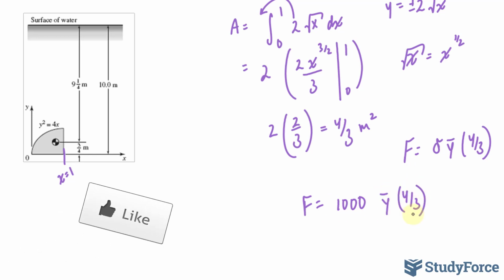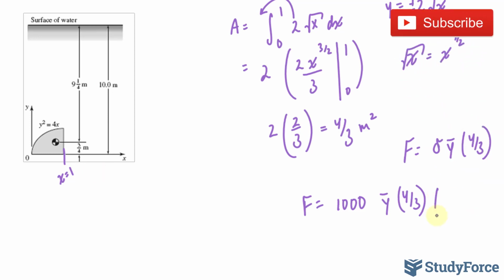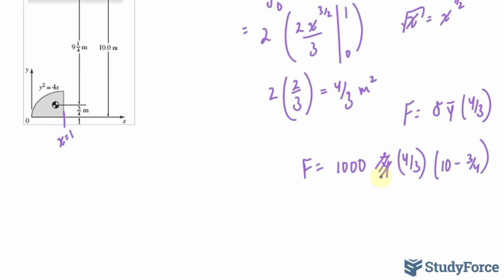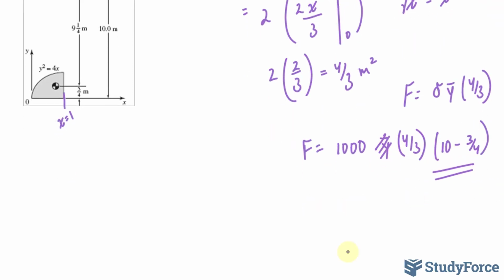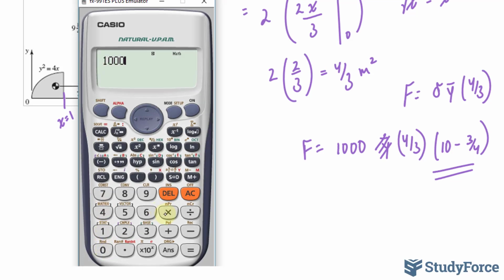Now, to account for the fact that it is beneath the surface of water, we know that the y coordinate of the centroid is 3 over 4. But since it's submerged, what we have to do is take the distance at which it is submerged and subtract it by the y coordinate. So I'll take 10 minus 3 over 4. So this part, I'll replace it with this. Now I'll multiply 1,000 times 4 over 3 times 10 minus 0.75, which is what a quarter is equal to. That gives us 12,300.